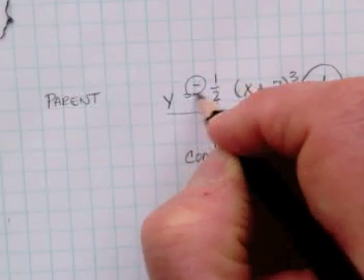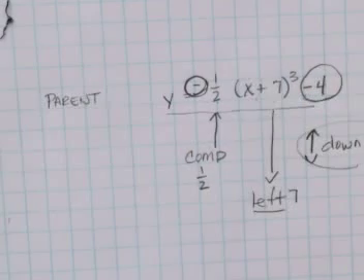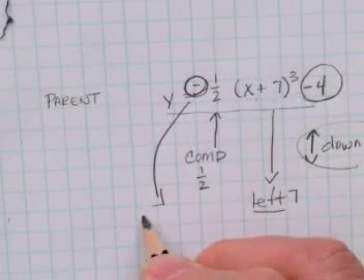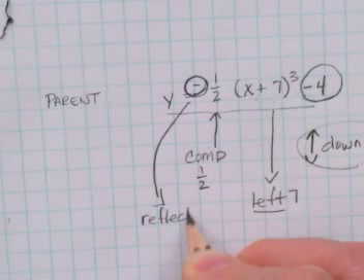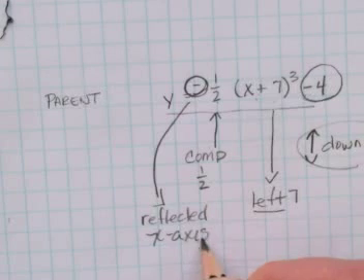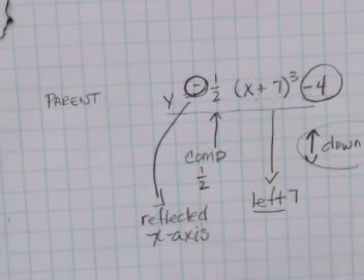Then notice I have a negative. My A value right here is negative, and that indicates that I have reflected across the x-axis. Some students call that a flip.